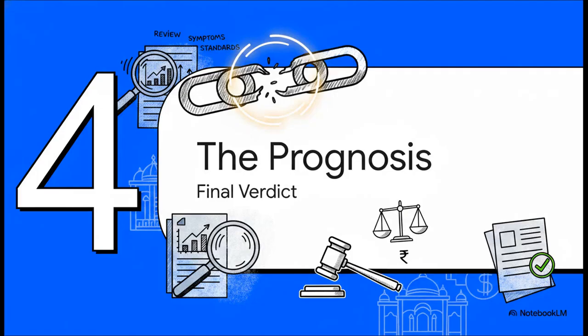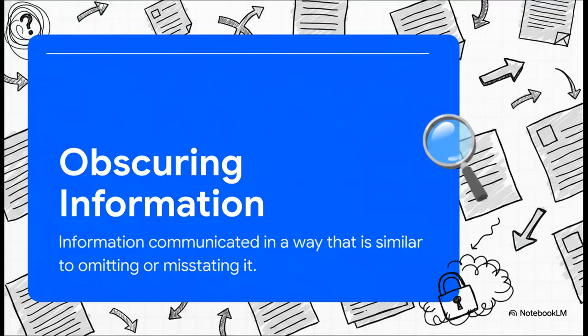Without this mandatory cross-referencing, which, by the way, is also required by Division 2 of Schedule 3 to the Companies Act, it is literally impossible for a user to track down where these critical day one difference disclosures might be hiding. All right, Section 4, the prognosis, final verdict. Have you guys ever dealt with the concept of obscuring information under paragraph 7 of Ind AS 1?